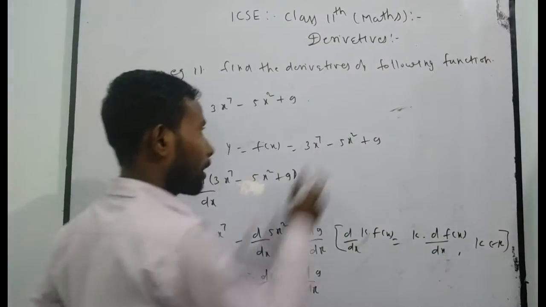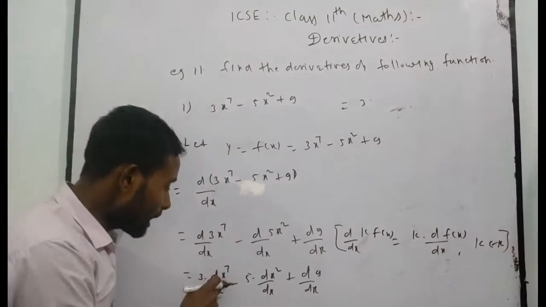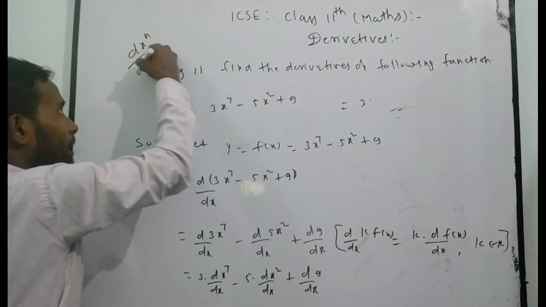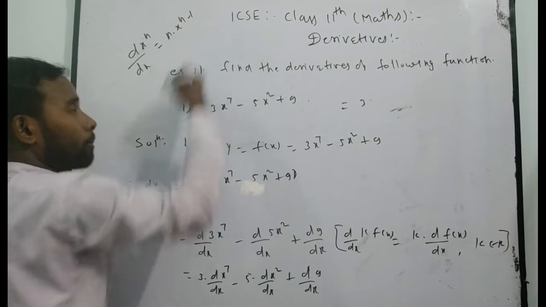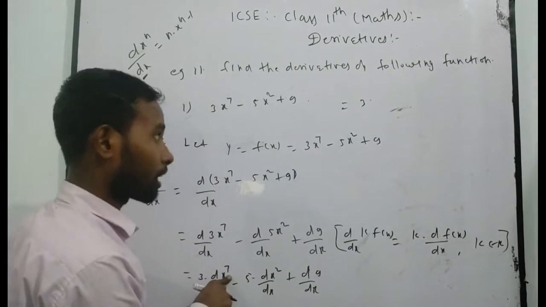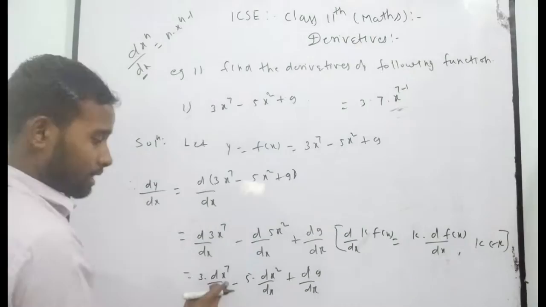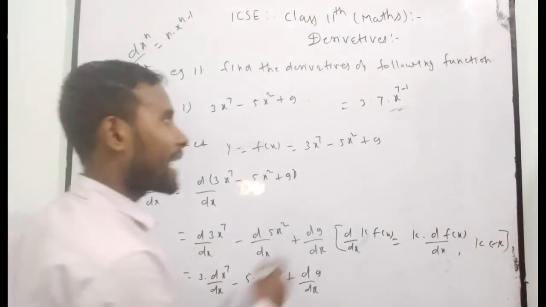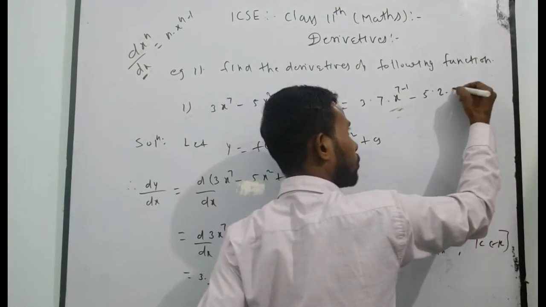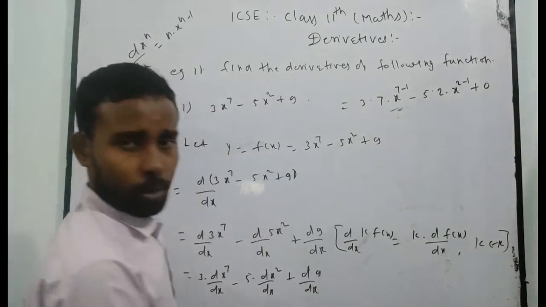Now, you have to write here 3 times. What is the formula for the derivative of x to the power 7 with respect to x? Using the formula, the derivative of x to the power n is equal to n times x to the power n minus 1. So 3 times 7 times x to the power 7 minus 1, minus 5 times n times x to the power n minus 1, plus the derivative of 9 with respect to x, which will be 0.